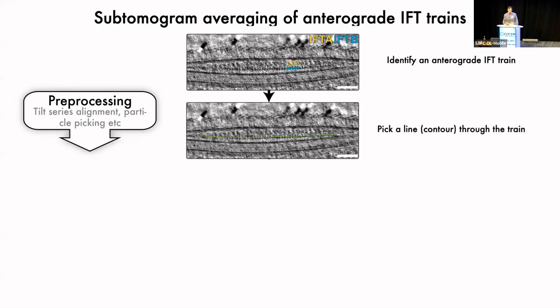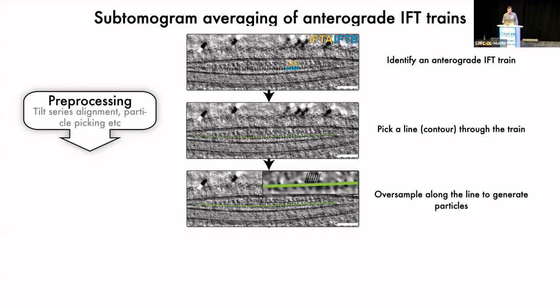I pick a line through the train as a contour, and then I oversample to generate my particles, with the idea being that after refinements, you can remove any duplicate or neighboring particles to get to your nice refined particle coordinates.